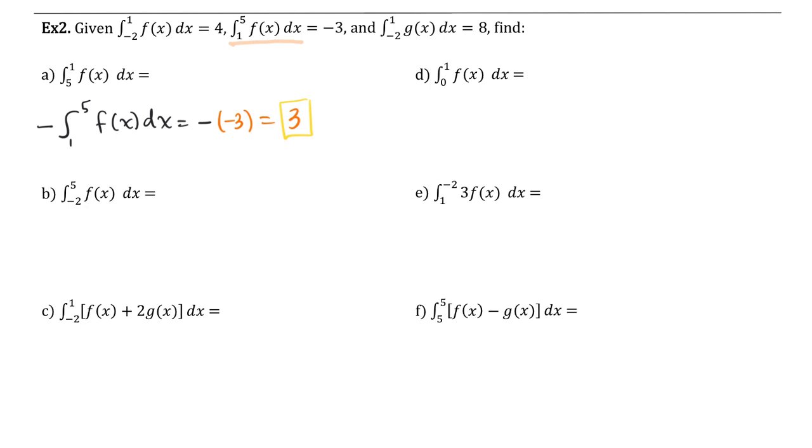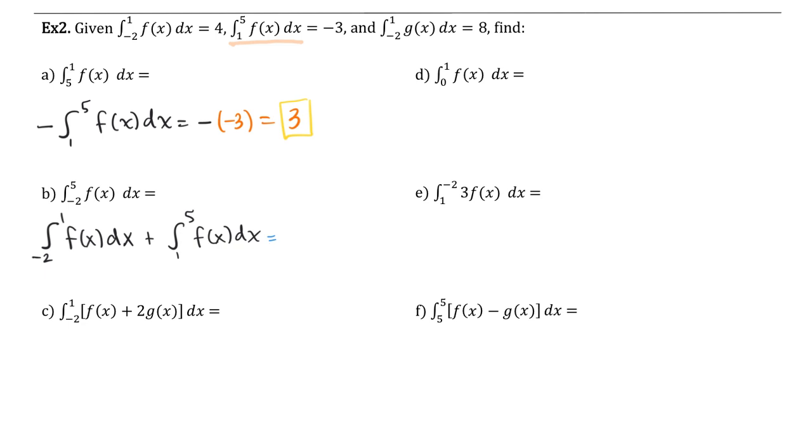Okay, so for b, it's the integral from negative 2 to 5 of f of x dx. What do we have? I have negative 2 to 1. That's not negative 2 to 5. I have 1 to 5 of f of x dx, and this is g of x. I don't have from negative 2 to 5, but I do have negative 2 to 1, and I have from 1 to 5. So if I go from negative 2 to 1 and I go from 1 to 5, I should be able to get from negative 2 to 5. So this is the same as if I went from negative 2 to 1, added up the area, and then went from 1 to 5. That should be the area from negative 2 to 5.